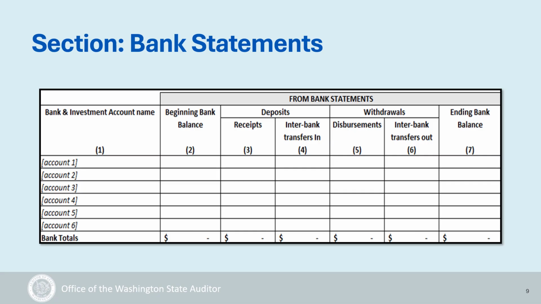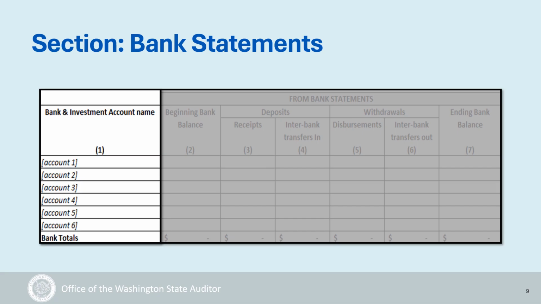The first section of the schedule is the bank statement section. The first step to completing this is to list all the bank and investment accounts that the government has. This includes zero balance accounts and certificates of deposits. Note that the format for listing the government's accounts is a management decision. However, the names of each account should be easily traced to the related account statements received from the financial institution.